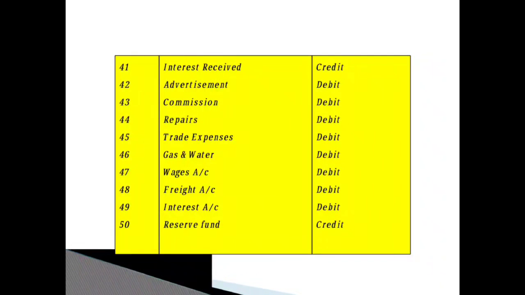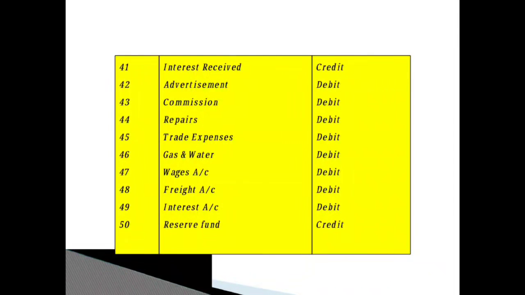Then repairs, it is also debit because expense, repair expenses of our machines or vehicles or whatever, but it is an expense, so it will be debited. Then next you have trade expenses. Trade expenses also are expenses which show us debit balance. Then gas and water, it is also an expense, so which shows us debit balance here.